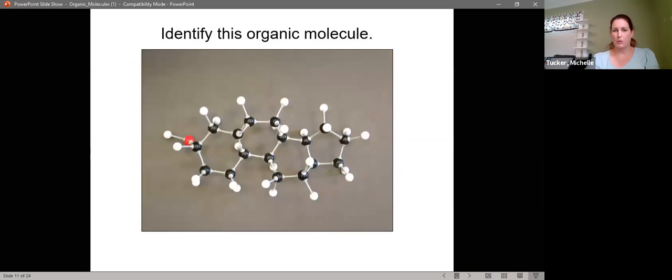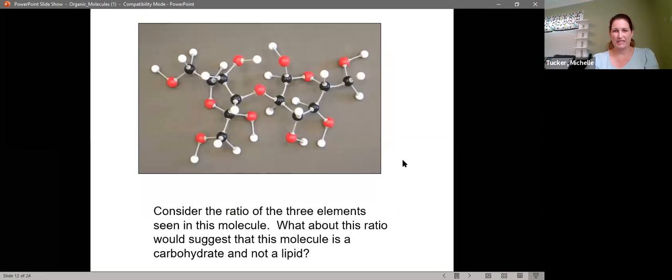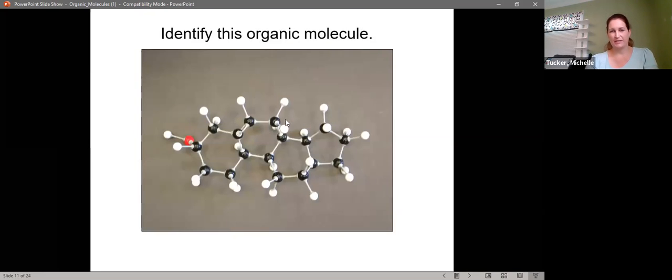Okay, so this is a unique molecule. It has rings made of carbon. Oh, very good. Steroid, yes. Now look at this one. It looks very different from this. Okay, steroid is a lipid.